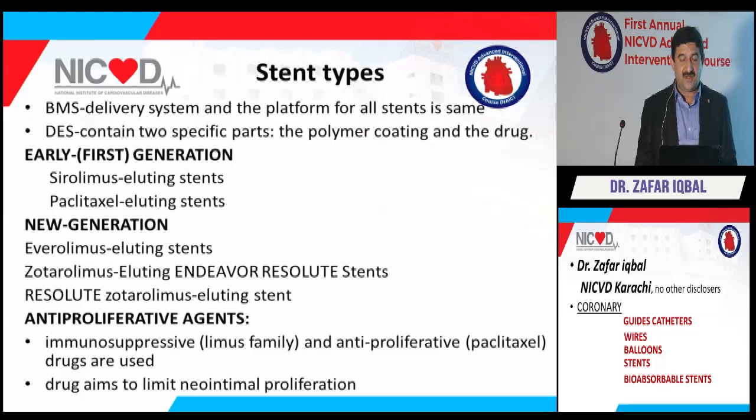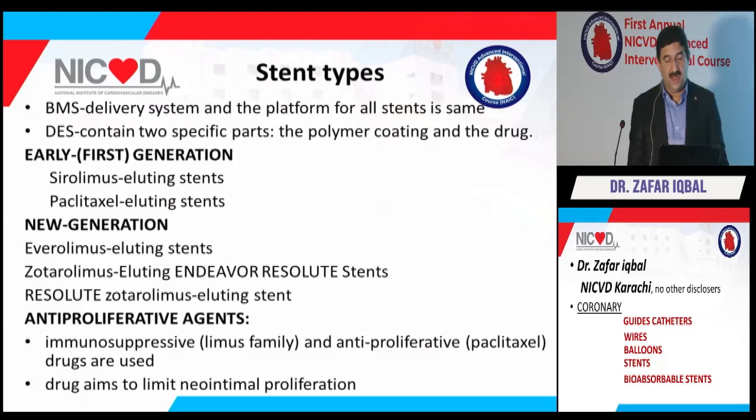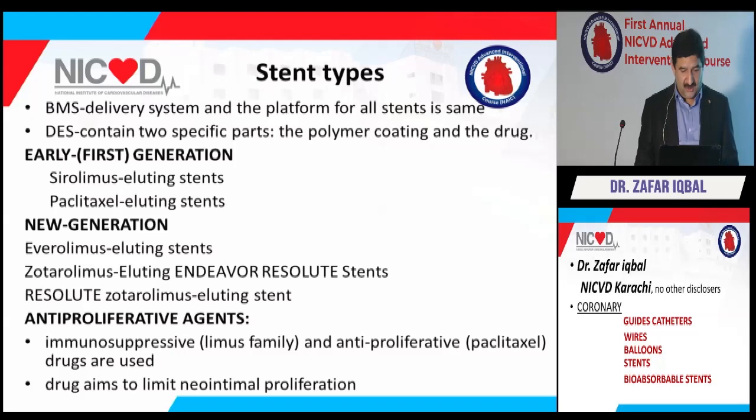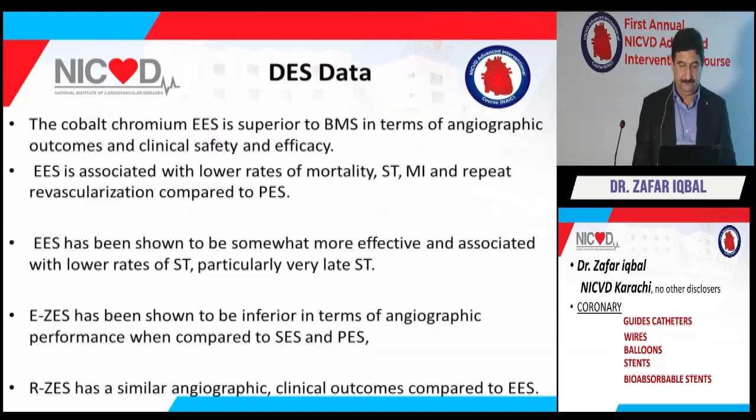as far as the DES is concerned, we had early or first generation DES, that was sirolimus eluting stent and paclitaxel eluting stents. Now they are not used. And now we use new generation stents like sirolimus eluting stents, zotarolimus eluting stents, and Resolute. The antiproliferative agent mostly used on the new generation stents is from the limus family. It is mainly the limus family, and the drug aims to limit the neointimal hyperproliferation.